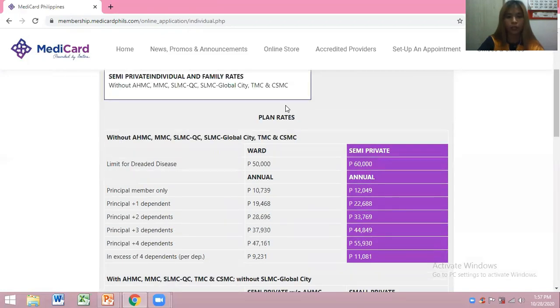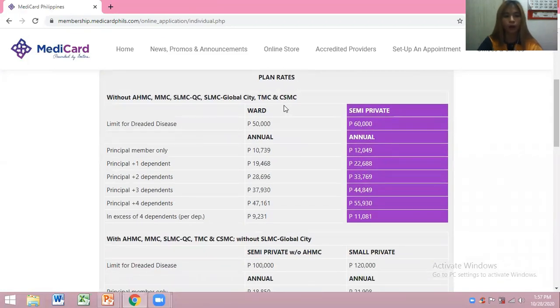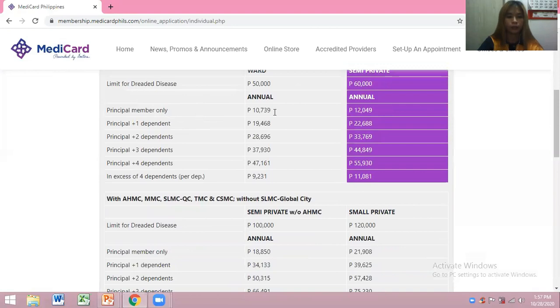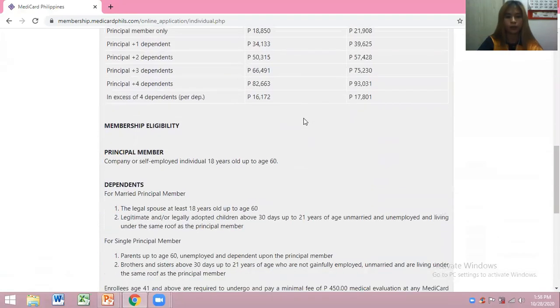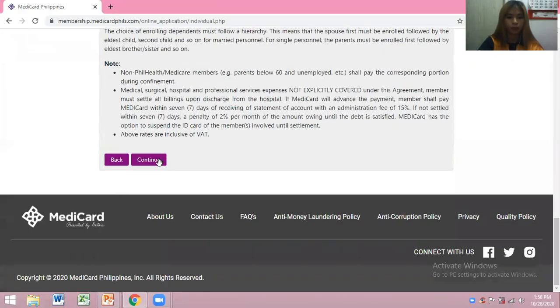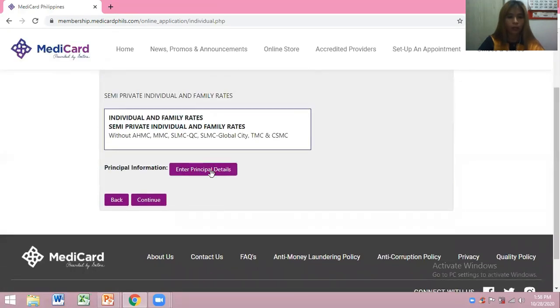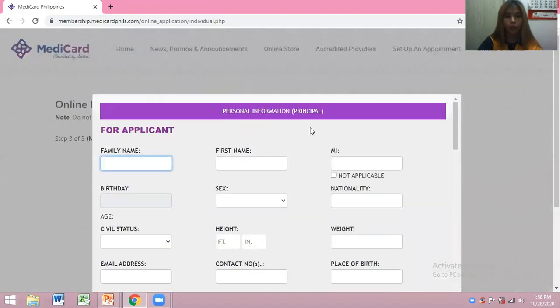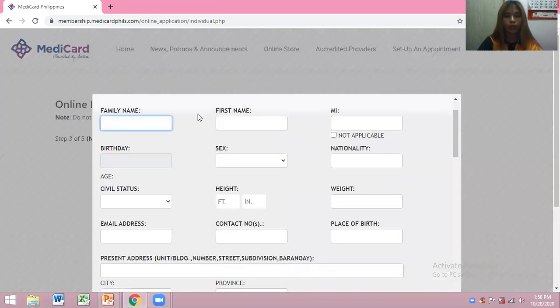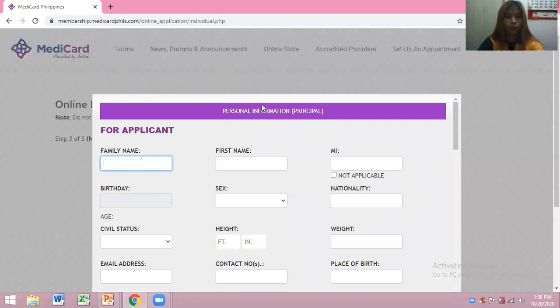And then you can see the plan rates that they offer. This one. Continue. And then enter this so we can proceed to the personal information. And here you can encode your personal information.